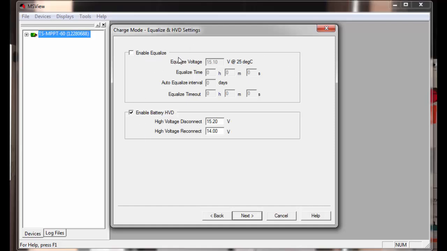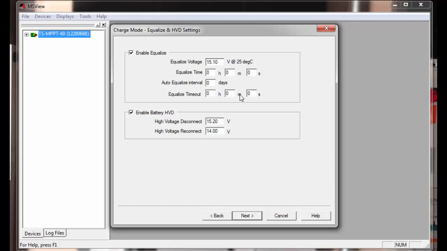Generally, with gel or sealed, you wouldn't have Equalize, but if you need Equalize for flooded, you can set that. You can set the amount of time for the equalization charge. And then the auto equalization interval sets the number of days between equalization charges. The size of your system, the average depth of discharge, and other factors may determine how often you want to set the equalization charging for. And just a reminder that dip switch 7 enables this auto equalize feature.